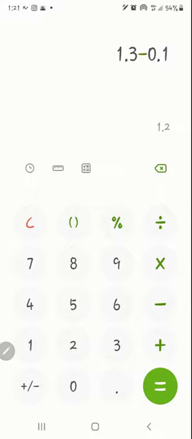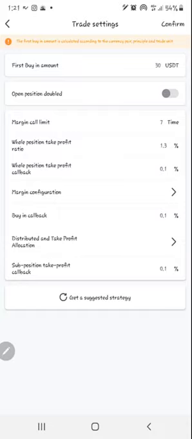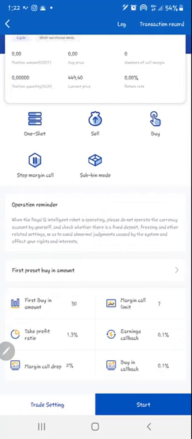The robot always wants to give you money. It doesn't want you to stay broke. So it sells as fast as it can, and then it enters the trade as fast as it can. So once you've configured all this setup, the next thing you need to do is to click on what? Confirm. All right, so that's confirm.